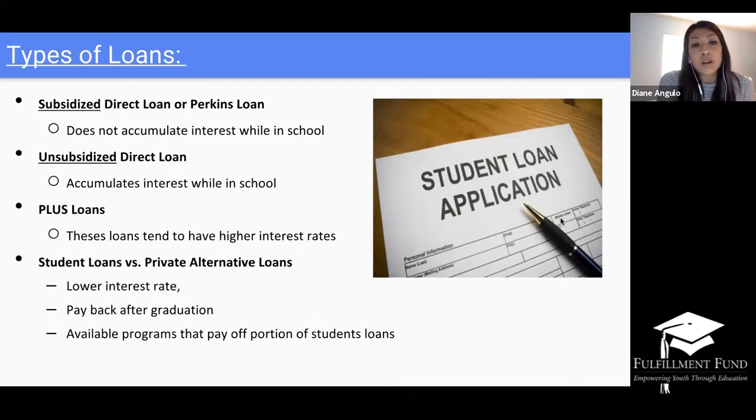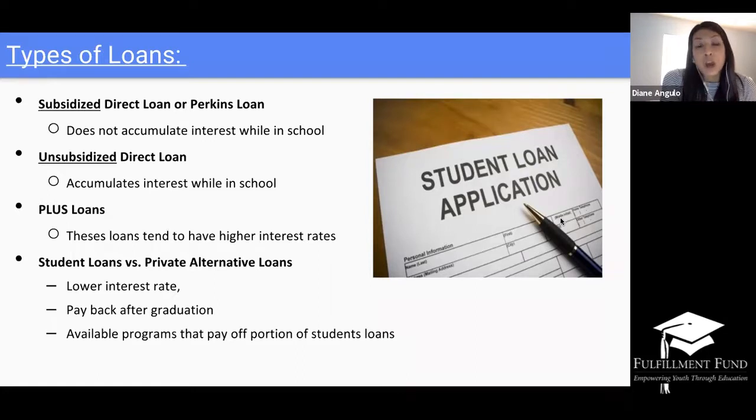And then there are also student loans that are provided from the university. So these tend to have lower interest rates. And this applies to all of these loans, but you do pay them back after graduation. You have the option of paying them back 6 months after you graduate. And there are available programs that can assist you with paying off portions of the student loans.